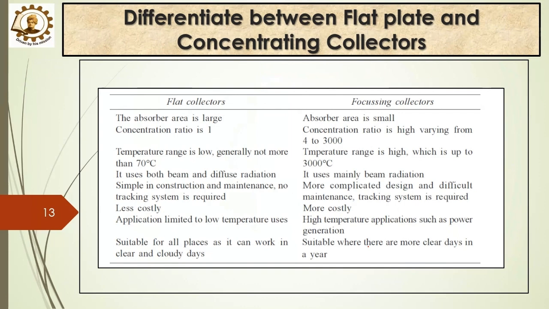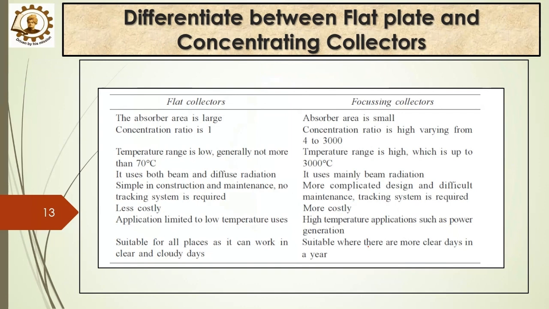The flat plate collectors are simple in construction. The tracking system is not required. Maintenance is less. But the focusing type collectors, as we know, are complicated in design and difficult in maintenance. Also, a tracking system is required. So we need to have a compromise between the temperature and the maintenance. As the construction is simple and the concentration ratio is less, the flat plate is less costly, and the focusing type is more costly.